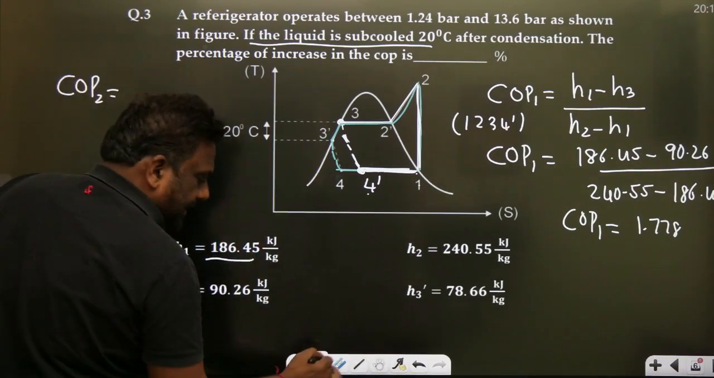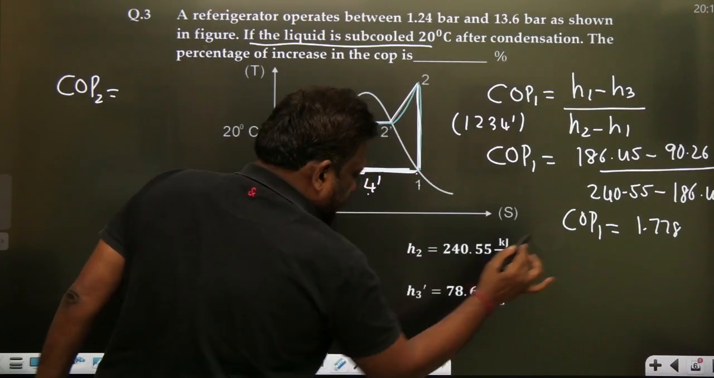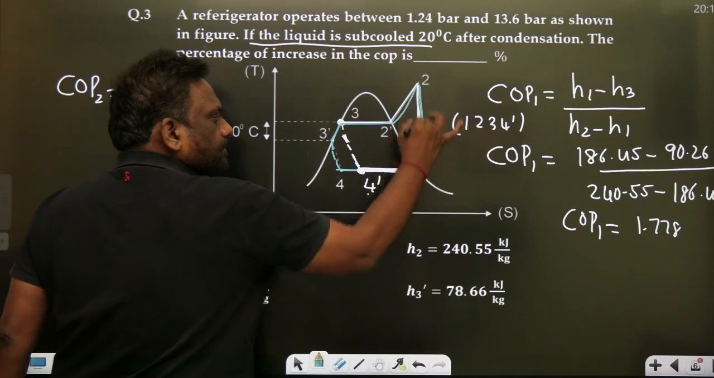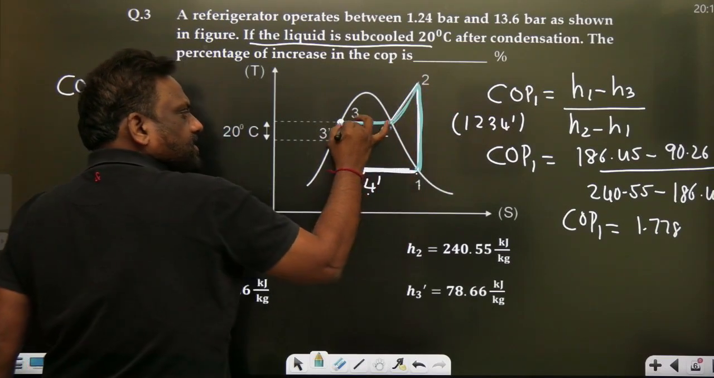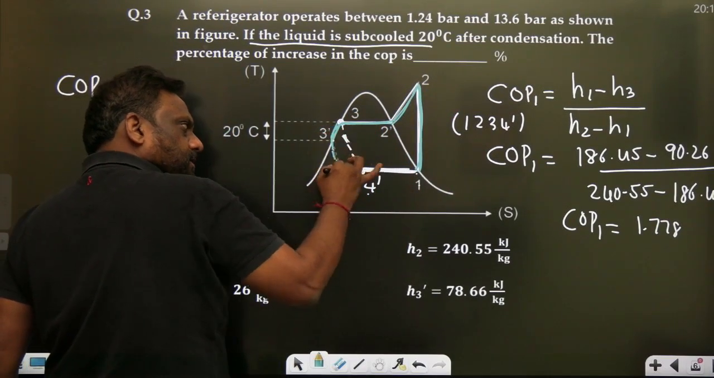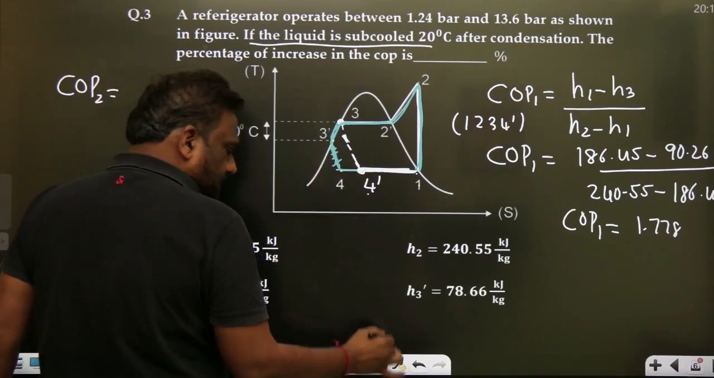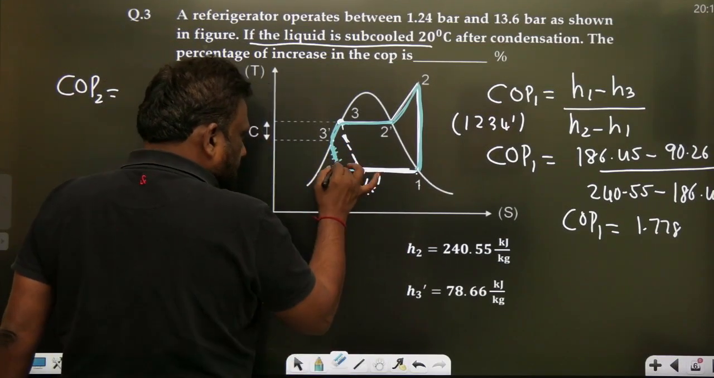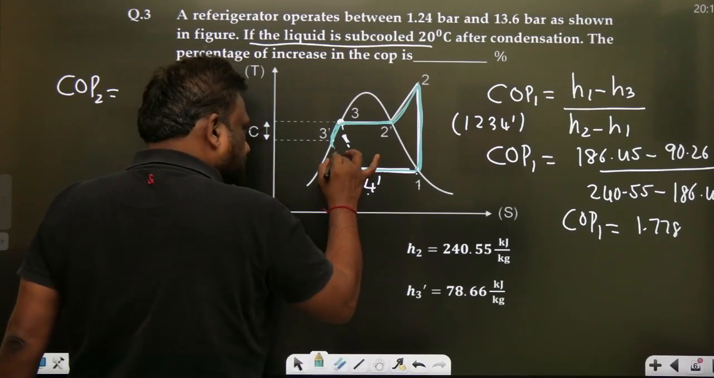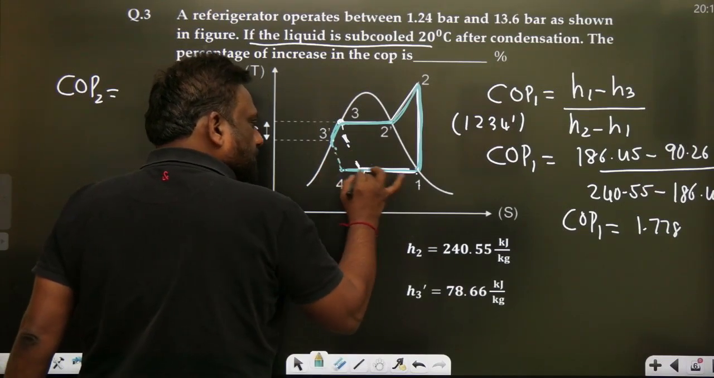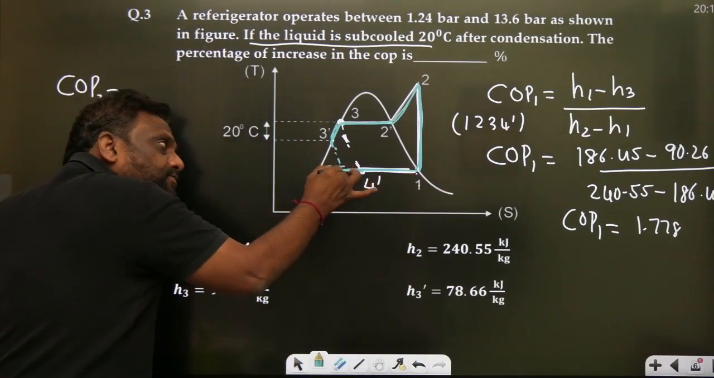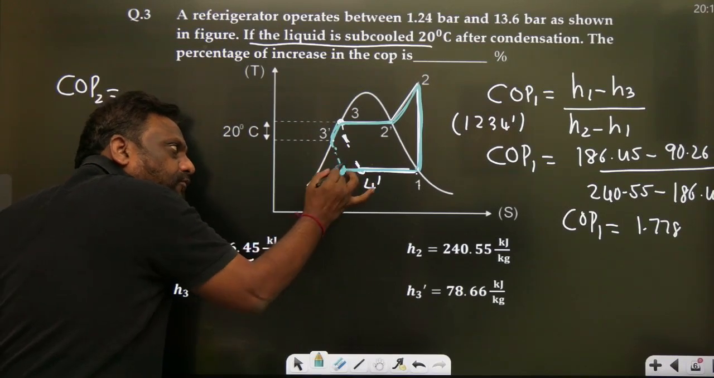Refrigeration effect. Now, my dear students, the new cycle is compression, condensation, subcooling, throttling. This is a discontinuous line because it is irreversible. Don't think that it is a continuous line. So therefore, there is throttling, then constant pressure heat absorption. So heat absorption from the storage place is taking place from 4 to 1.